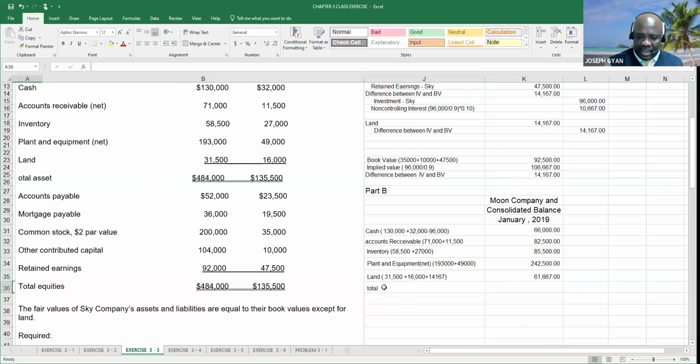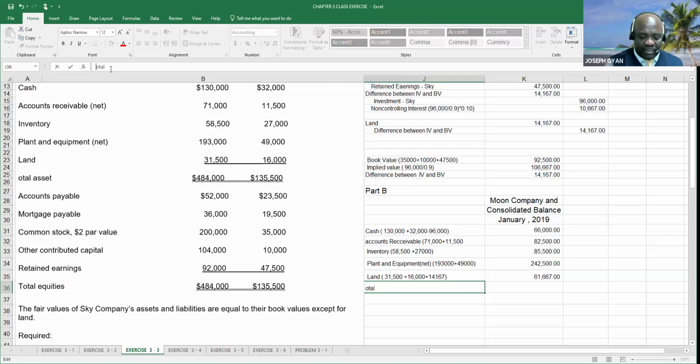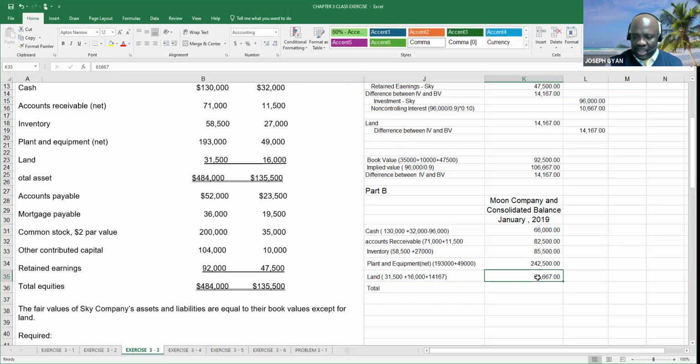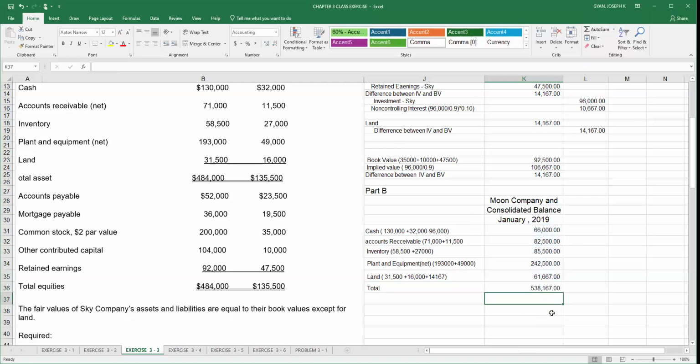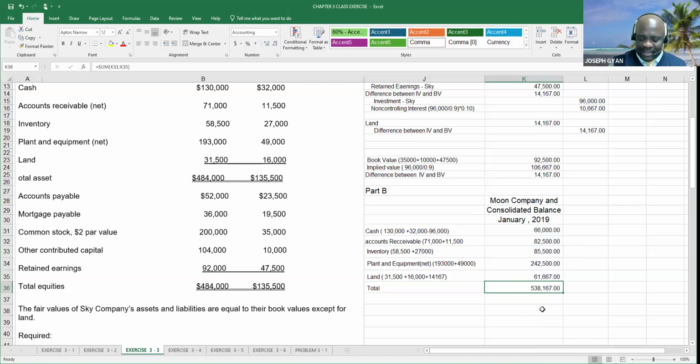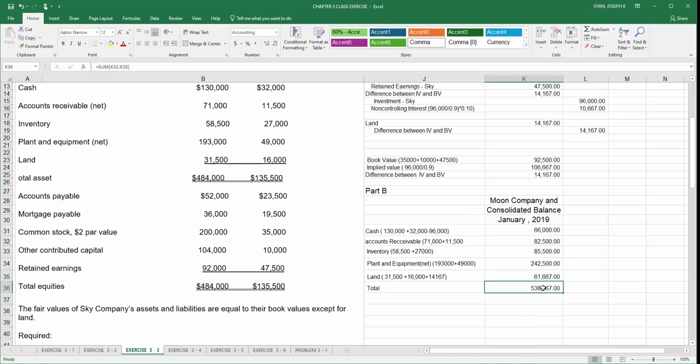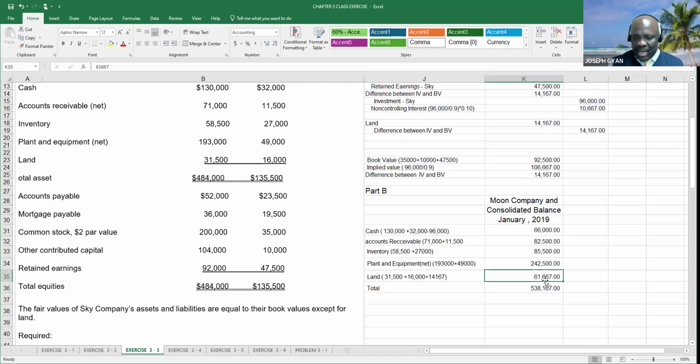So let's add the total. What is the total asset here? How much are this company's assets? Verify for me that it is equal to the sum. $537,667. So I agree. Professor, the plant and equipment is 242,000 without the 500, I believe. Okay, good. So now it's balanced, right?